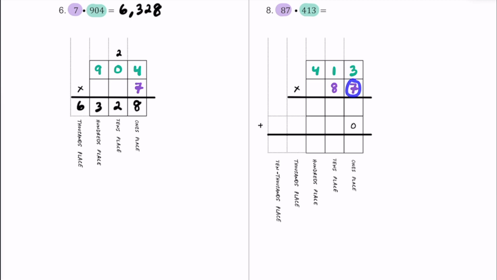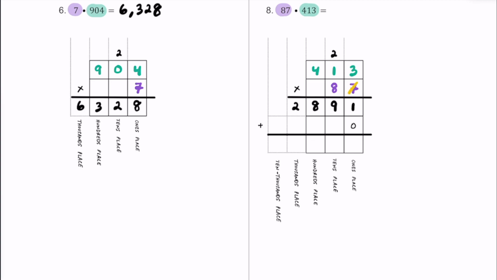Let's start with the 7 multiplied by 3 in the ones place by the ones place. So 7 times 3 is 21. We'll put the 1 and carry the 2 over into the tens place. Now we have 7 times 1, which is going to be 7, plus the 2, and that's going to equal 9. Put that in the tens place down here. Now 7 times 4 is going to be 28. So we're going to put the 8 in the hundreds place and the 2 in the thousands place.